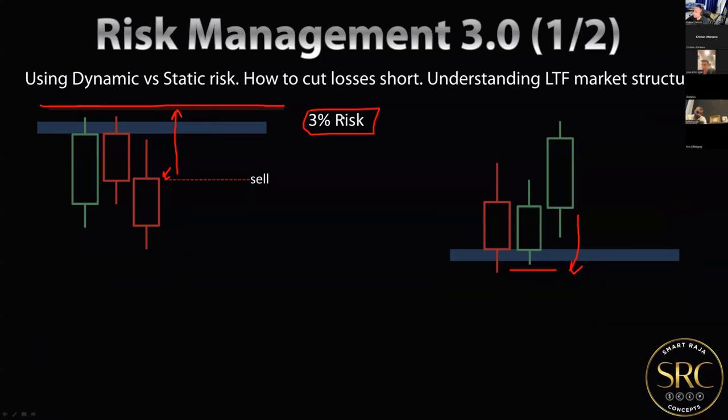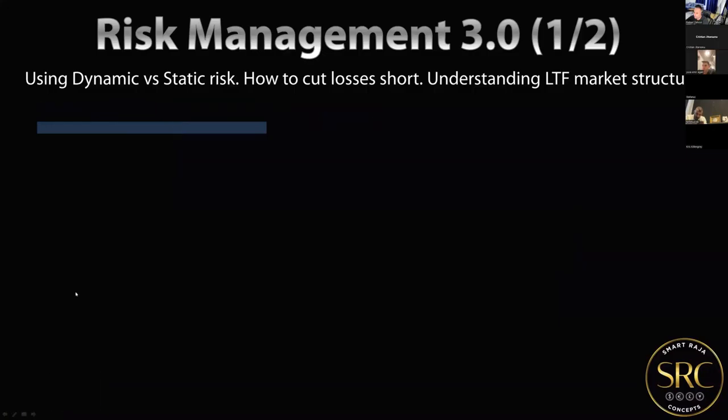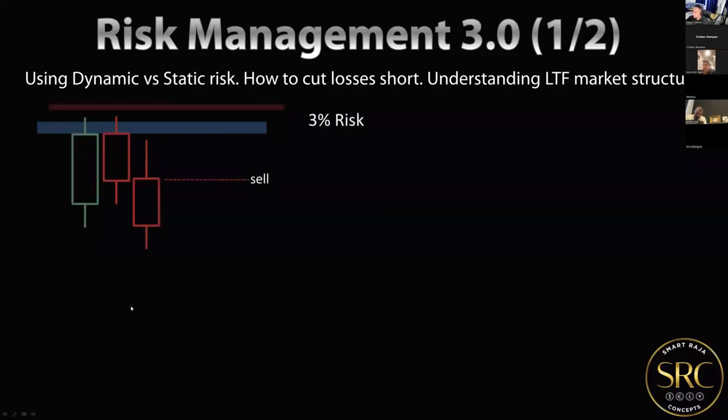But let's say you're not using static risk. Let's say you're using dynamic risk at this point. So let's remove all this and start to use dynamic risk now, with 3%. Let's say you take your first sell right over here, and now you want to break down your 3% risk into 1%, 1%, and 1%. This is your first 1% risk.